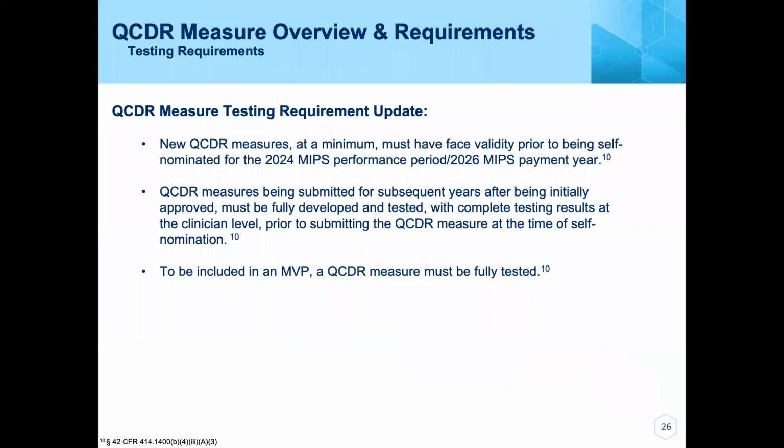So, an update on that testing requirement for the 2024 MIPS performance period. This was true also in 2023, but moving forward into the 2024 self-nomination, which starts in July of this year, new QCDR measures at a minimum must have face validity prior to being self-nominated. Then after that initial year as a new measure, QCDR measures being submitted must be fully developed and tested with complete testing results at the clinician level prior to submitting the QCDR measure.